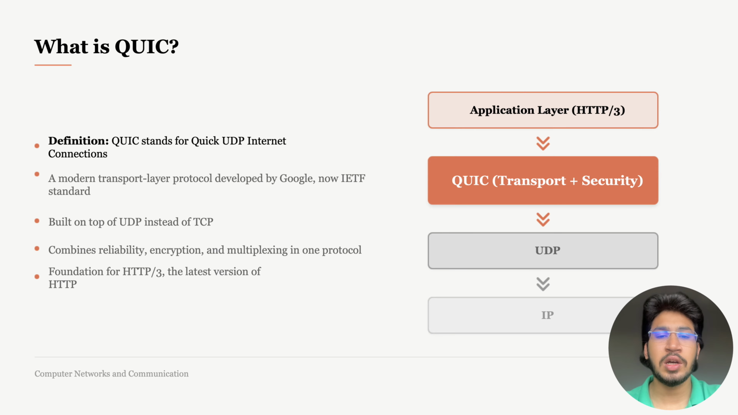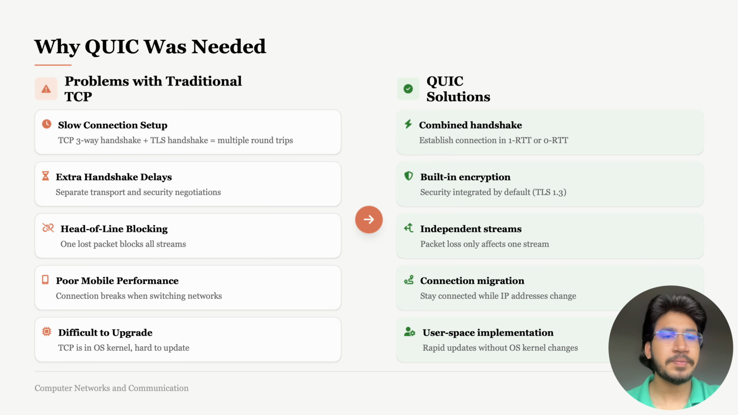You can see the flow here: the application layer with HTTP/3, then it goes to QUIC, then UDP, then IP. So this is the workflow. Now let's move on to the next slide.